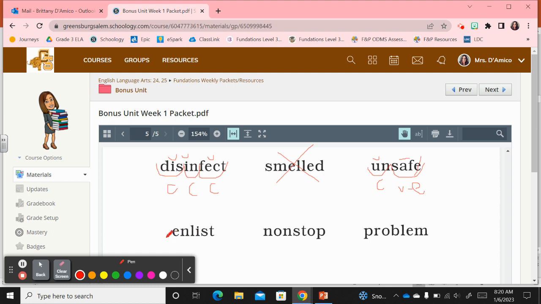Okay, go on down here. Enlist. If you enlist in the army. En is a prefix that is a closed syllable, short vowel. And list is a closed syllable with that short vowel there. Oh boy. Okay, here we have non. Non is a prefix. Non-stop, closed syllable, closed syllable. Okay, the word problem, there is no prefix there. So we can X that one out.